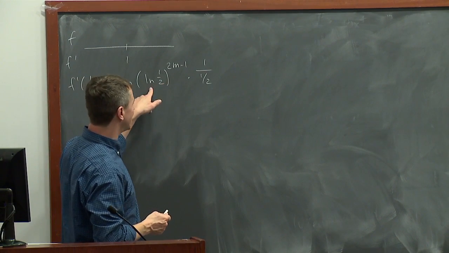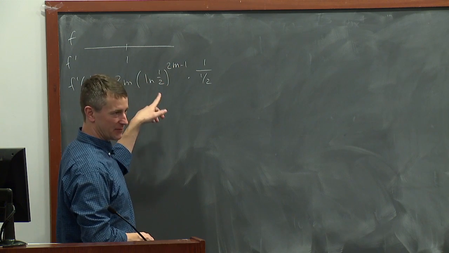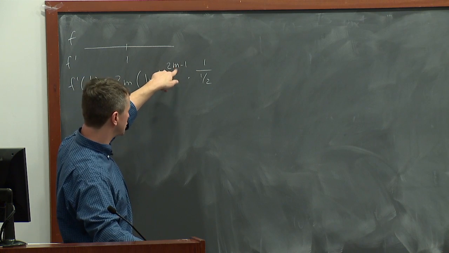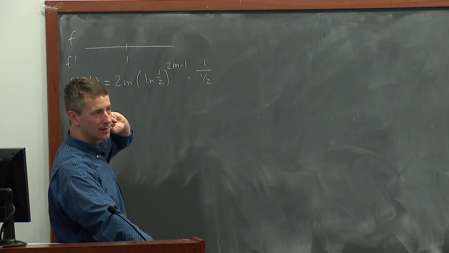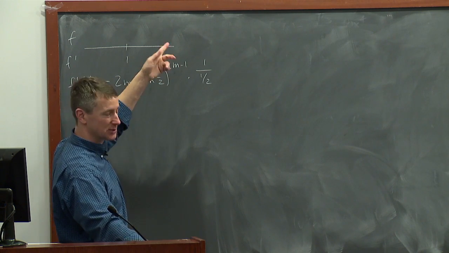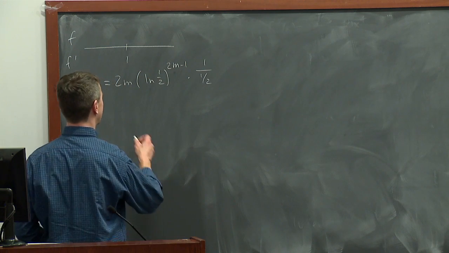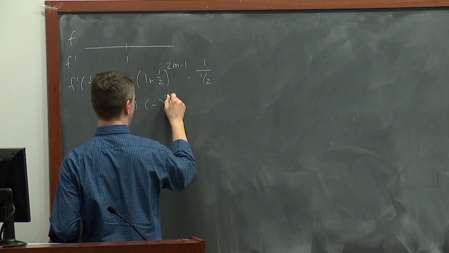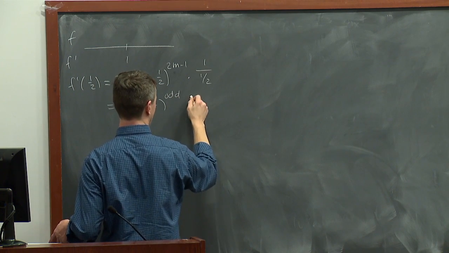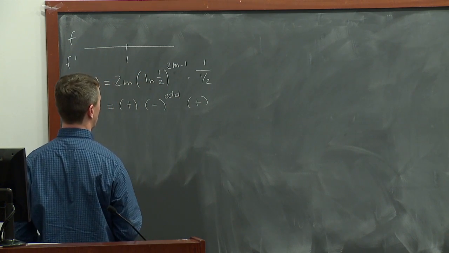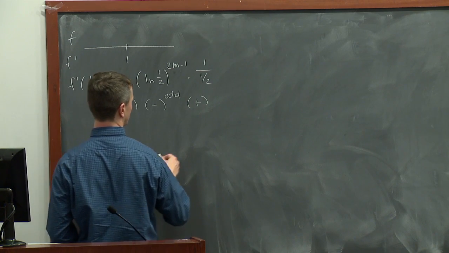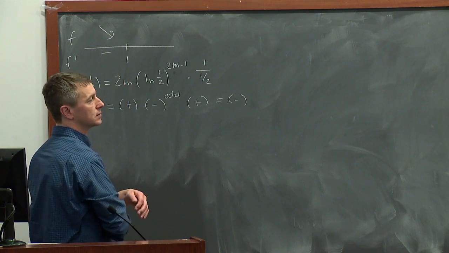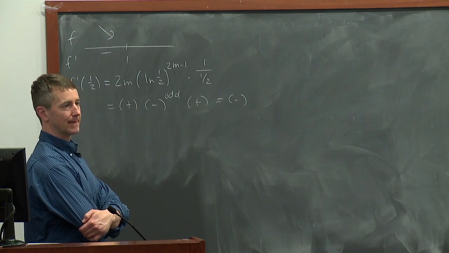Yeah. If we take a negative to an even, we get a positive. If I take a negative to an odd, we get a negative. We know m is an integer, so what kind of number is 2m? Even. So what kind of number is 2m minus 1? Odd. So you've got a negative, so this 2m is positive. This is a negative to an odd power, and this 1 over 1/2 is positive. And what's a negative to an odd power? Negative. So this whole thing is negative. Agreed?